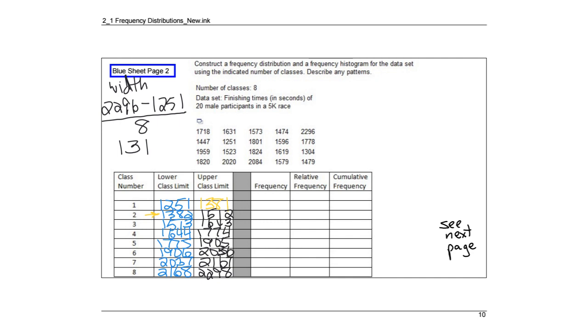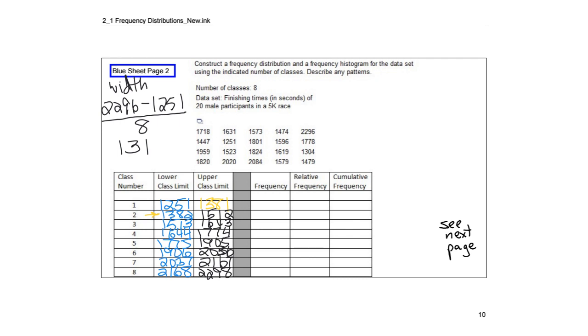Okay, so I kept adding 131 all the way down, and it's kind of messy. I can't fit in those little boxes, but you can see that now I have my classes. So now I have to figure out my frequency. I'm going to do tally marks over here on the side. For the first one, I need all of the data points that are between 1,251 and 1,381. So let's take a look.